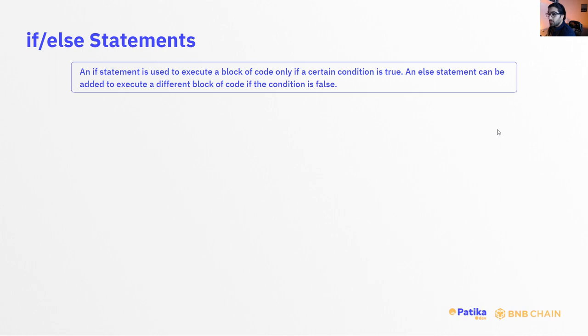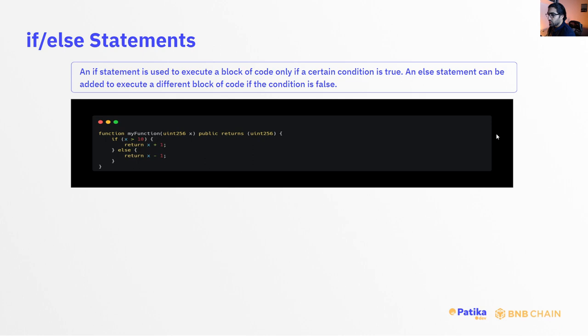An if statement is used to execute a block of code only if a certain condition is true. An else statement can be added to execute a different block of code if the condition is false. So in this regard, here is our statement x greater than 10. If it's true, we'll return x plus 1. If it's not true, we'll return x minus 1.